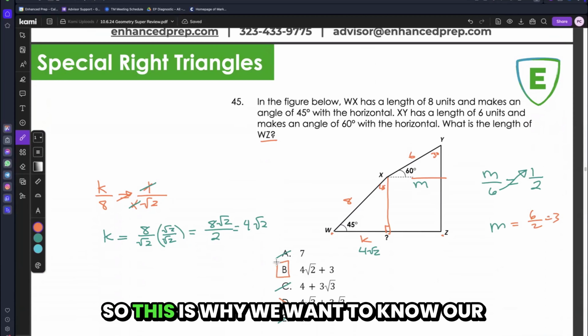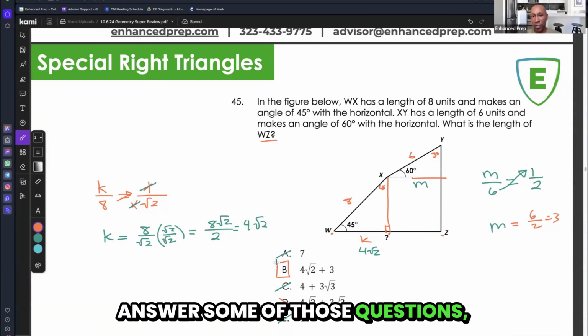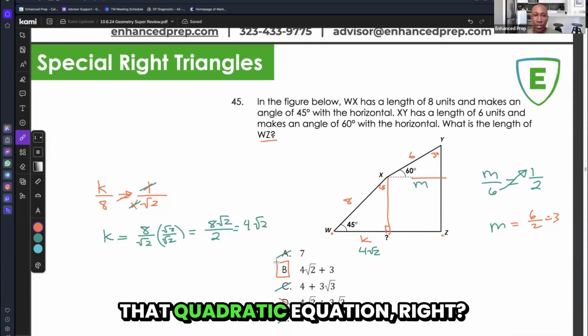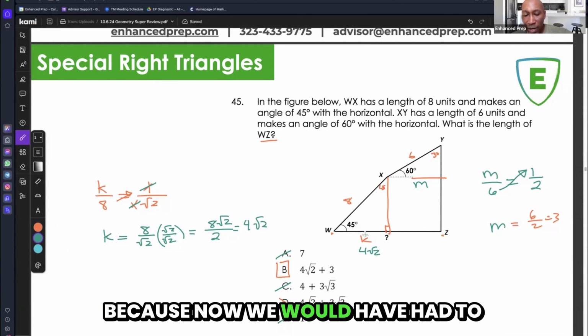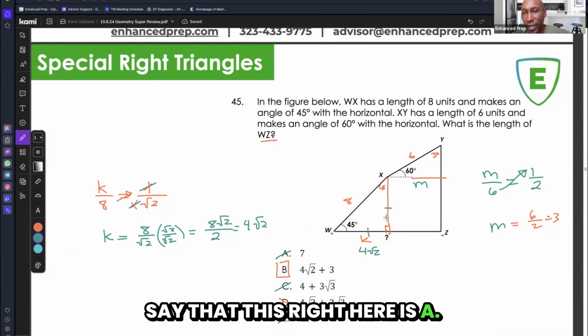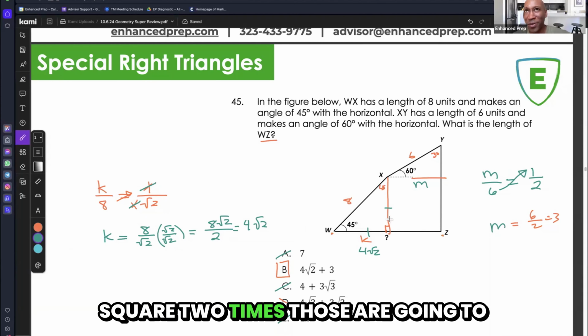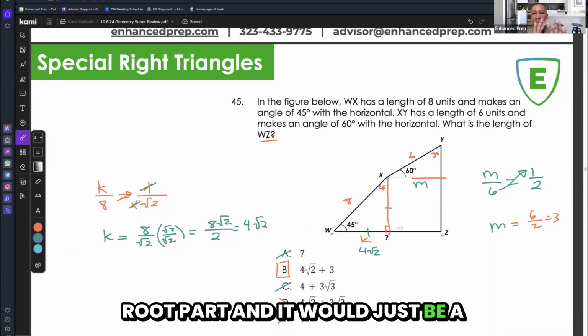So this is why we want to know our special right triangles, because it makes it a lot easier for us to answer some of those questions, right? If we didn't have it, then we would have had to think about using that quadratic equation, and that would have been a little bit more complicated, because we would have had to say that these are isosceles triangles, so we know that these sides are the same. Then we'd have to say that 2 times those squares are going to be equal to this square, and then do the square root part, and it would just be a mess, right?